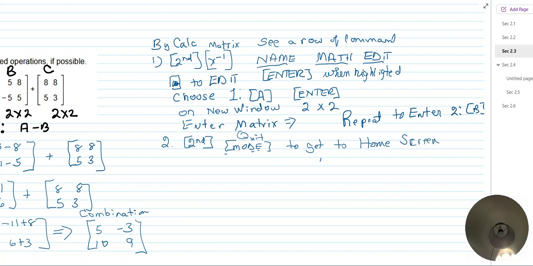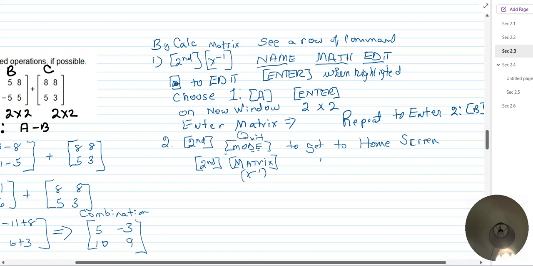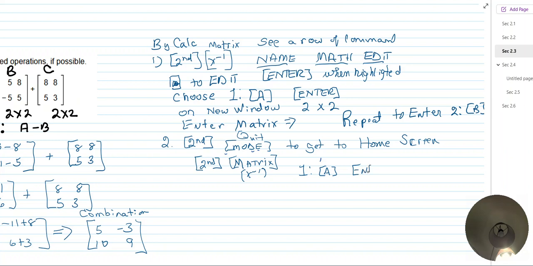All right. So once we do that, then we want to do some math. So we name it. So we're going to do second matrix again. And we know that's the X inverse key. And the first one is name. Do you remember it was name? And under name, the number 1 is highlighted. So enter. It'll paste it on the home screen.